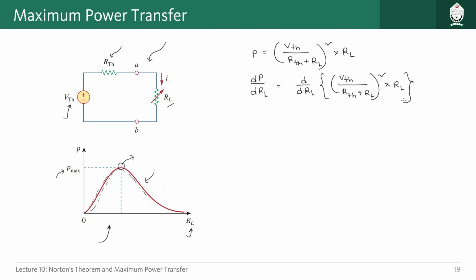Here you will see that this value VTH is constant with respect to RL. We can keep that outside. That will be VTH squared, and this is the thing we have to take the derivative of, without that VTH. So let us try to do that. That will look something like this: RL divided by RTH plus RL, whole squared, right?